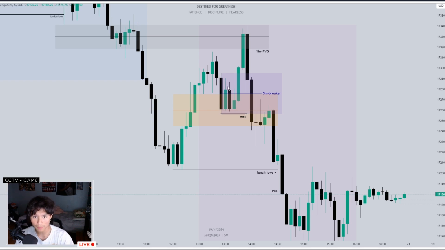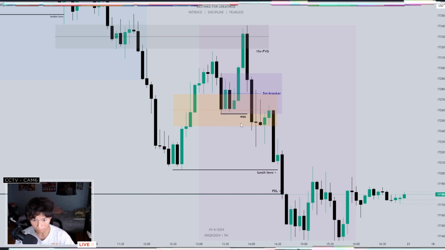So since I'm on the 5 minute time frame, this is the lowest low, and you want to take the low and the high of that candle, and it should be a down close candle, and you should mark that as your breaker. So I marked out, hey, 5 minute breaker here, and we're aligned with this higher time frame narrative. Keep that in mind. Our higher time frame narrative right now is to take out previous day low.